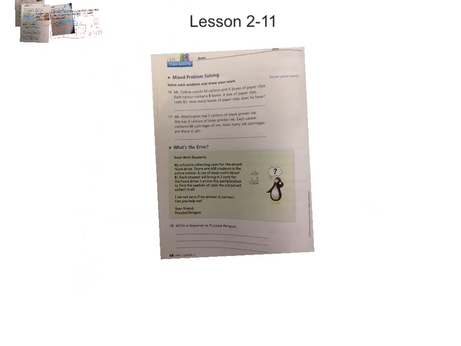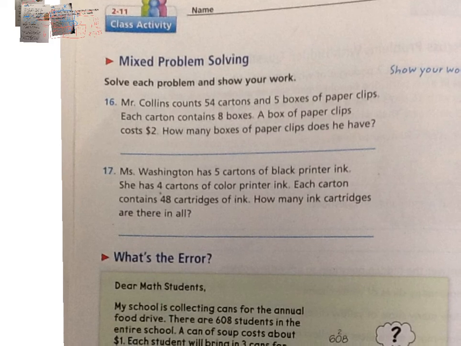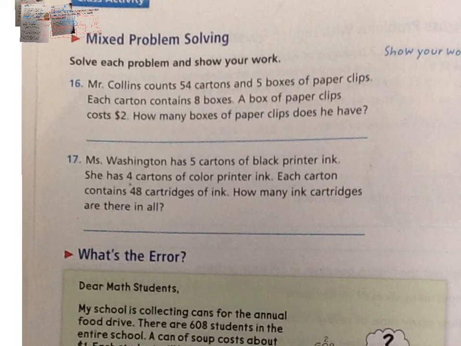All right, next page, last page we're going to work on, a mixed problem solving. It says solve each problem and show your work. So basically, in a mixed problem solving, you need to look at and find out exactly what they're asking. Mr. Collins counts 54 cartons and 5 boxes of paper clips. Each carton contains 8 boxes. A box of paper clips costs $2. How many boxes of paper clips does he have?